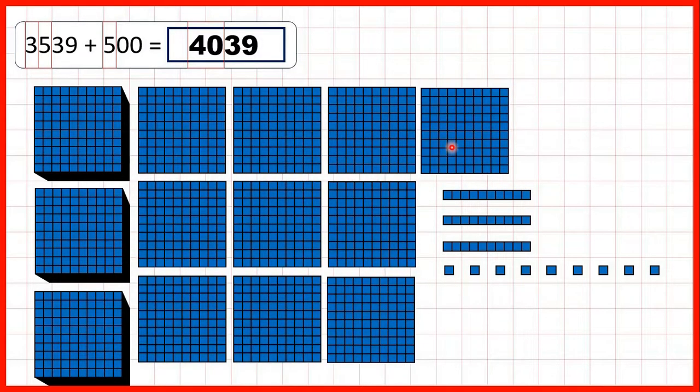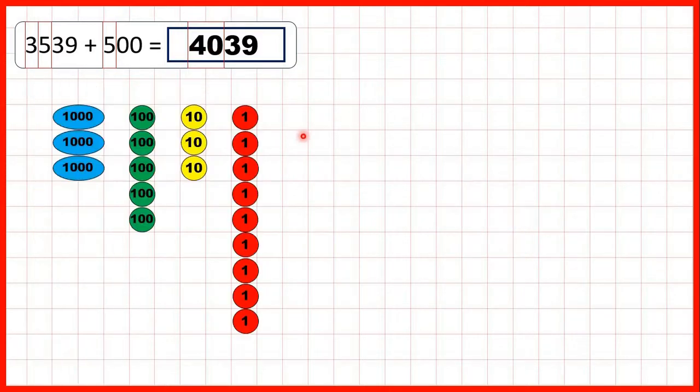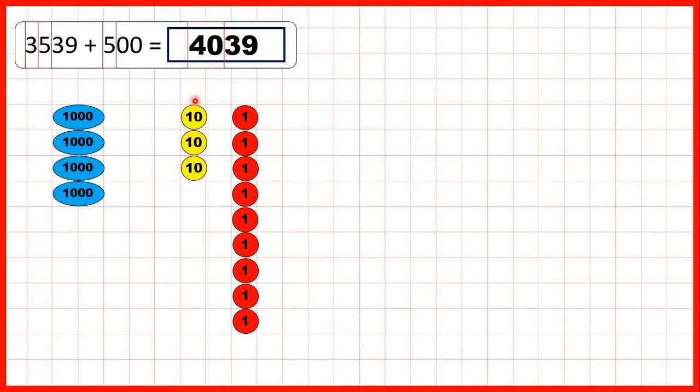But when we get 10 hundreds, we need to exchange those for one extra thousand, and that means in our answer we have 4 thousands and 0 hundreds. Or using place value counters, we can see if we start with 3,539 and add 500 counters, we can exchange those for one extra thousand, giving us 4 thousands and 0 hundreds in our answer. And of course our tens and ones have stayed the same because we're not adding tens or ones, we're only adding hundreds here.